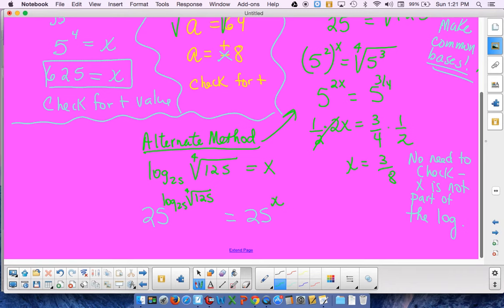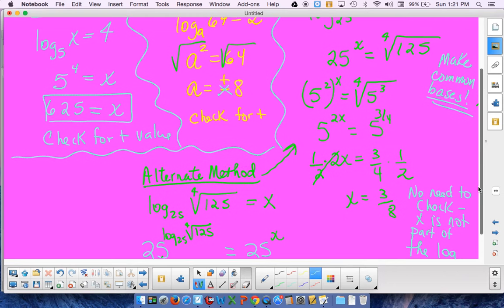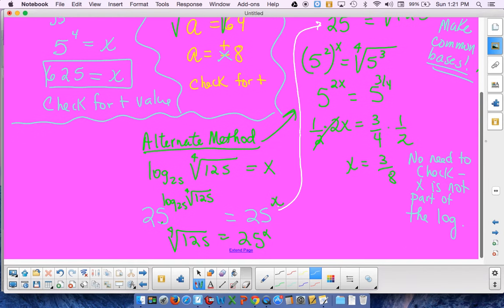Now I can say, oh look, exponent base 25, log base 25 over here on the left, those cancel. And so I'm down to 4th root of 125 equals 25 to the x power. Notice that just got me the same exact expression that I had right up here. I'm running out of space. That got me the exact same expression. I can then make common bases just like I did before.